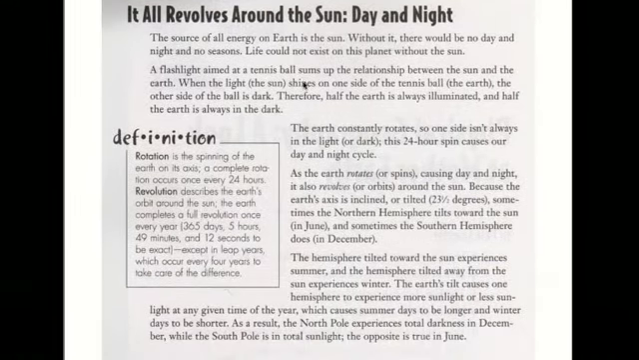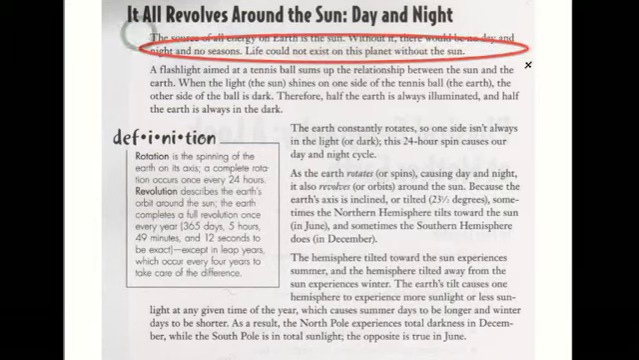It all revolves around the sun, day and night. The source of all energy on Earth is the sun. Without it, there would be no day and night and no seasons. Life could not exist on this planet without the sun.